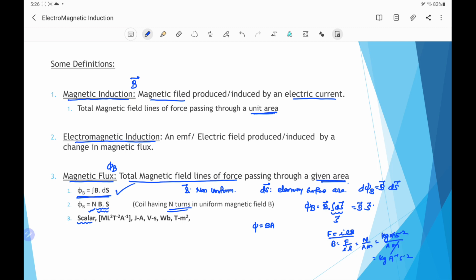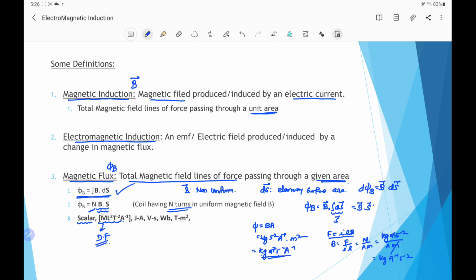So by definition, if we put here, it is kilogram per second square per ampere, and this is the area, so it is meter square. That means the unit is kilogram meter square per second square per ampere. And if we check the dimensional formula, kilogram for M, meter is L, time is second, that is T, and current is ampere, so it is written as A. So this is the dimensional formula of the magnetic flux.